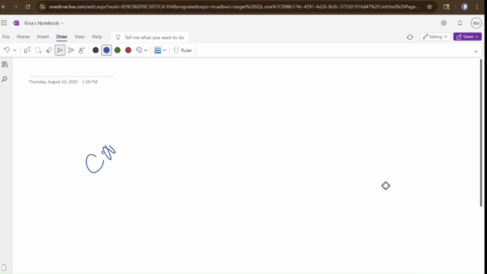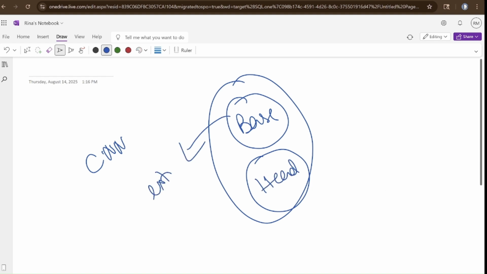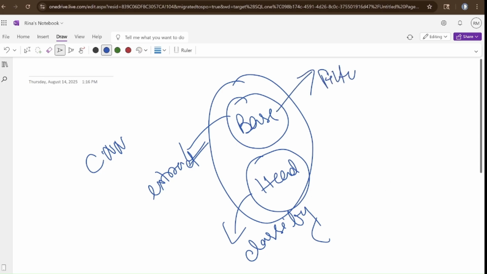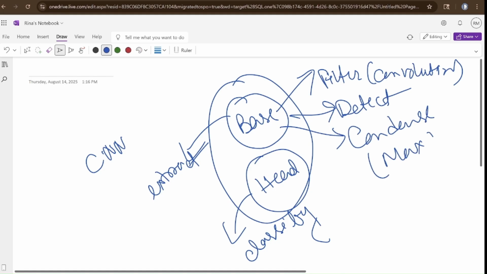For a convolutional classifier, you have a base and you have a head. The base is used to extract the important features from the image. The head is used to classify the image, right? Now in the base we filter using convolution, we detect using ReLU, and we condense using maxpool. These things we have already learned, and today we are going to build this.